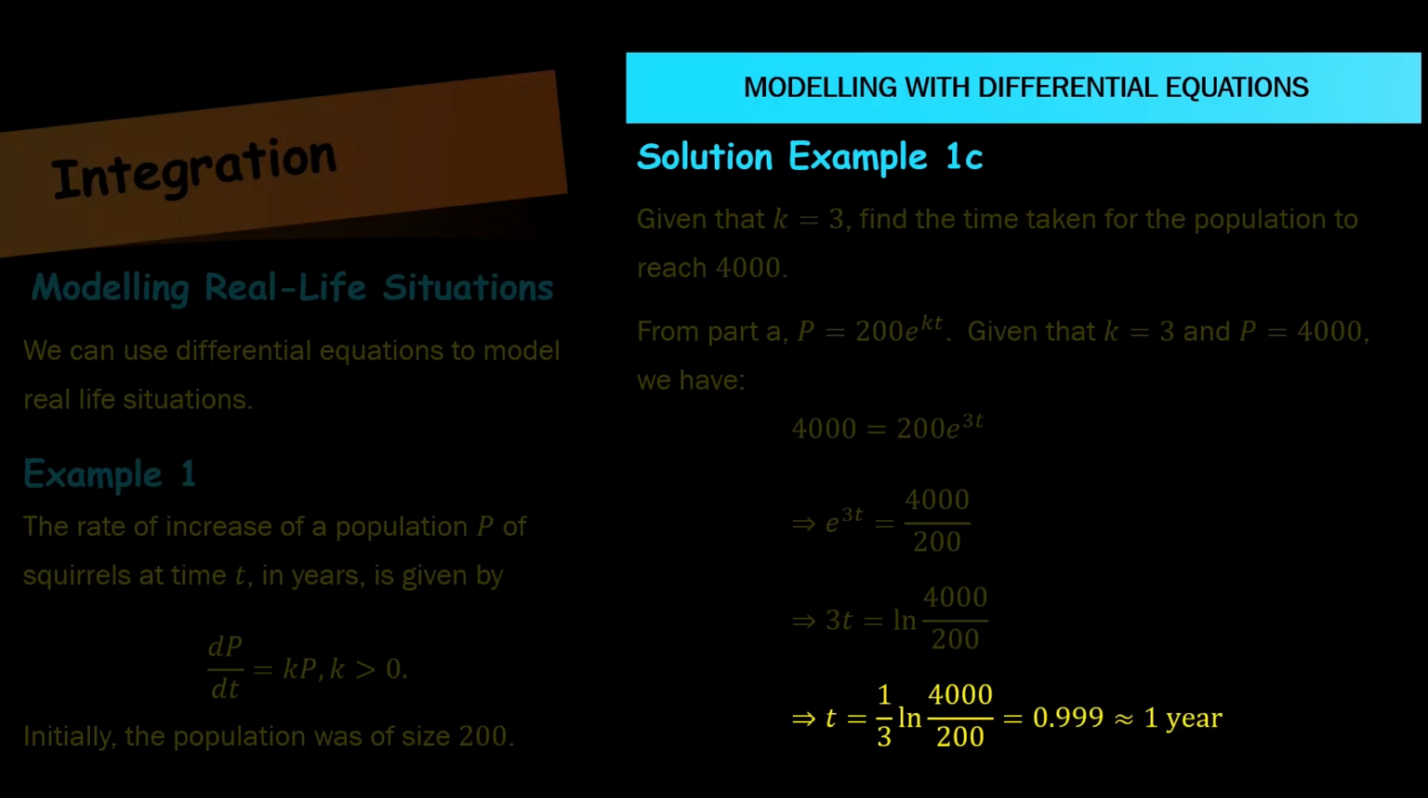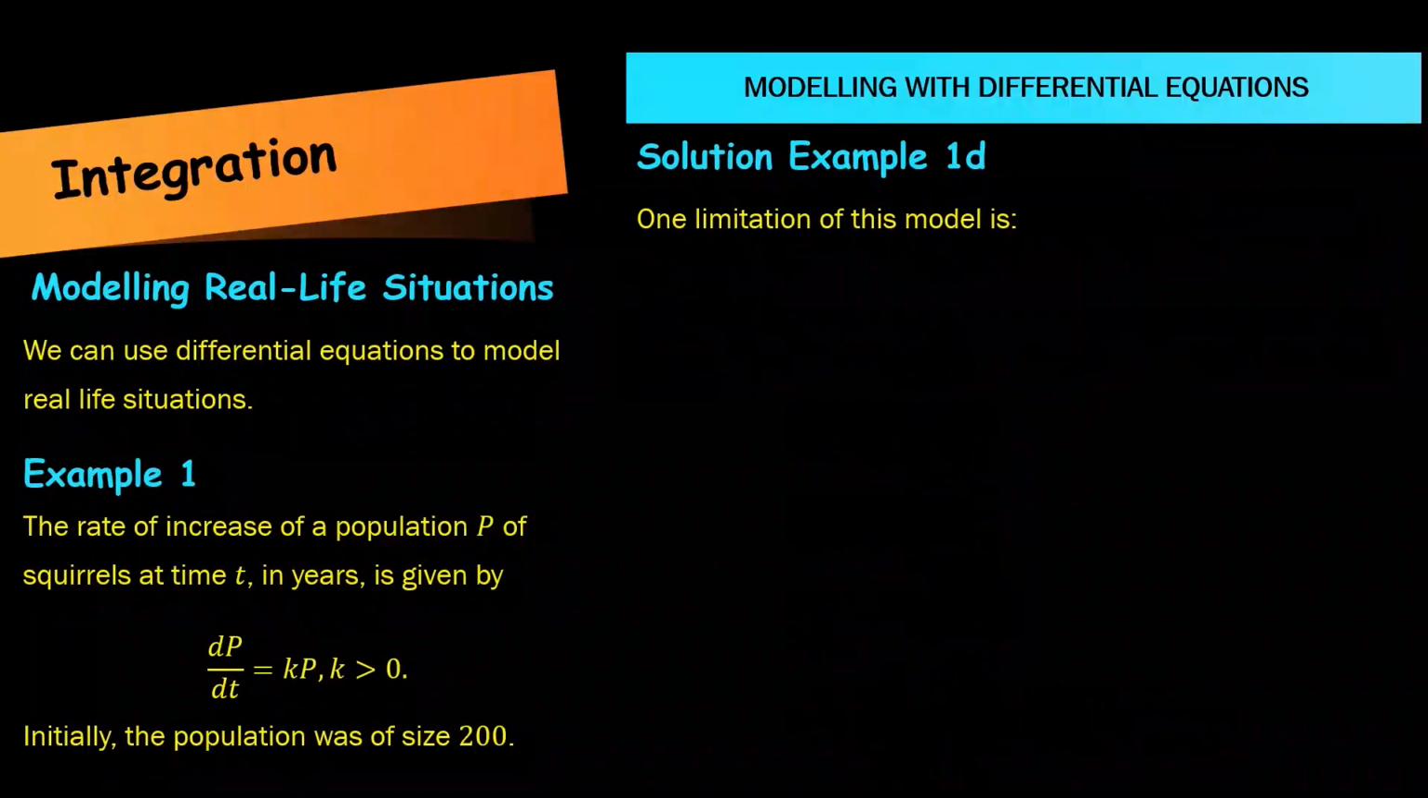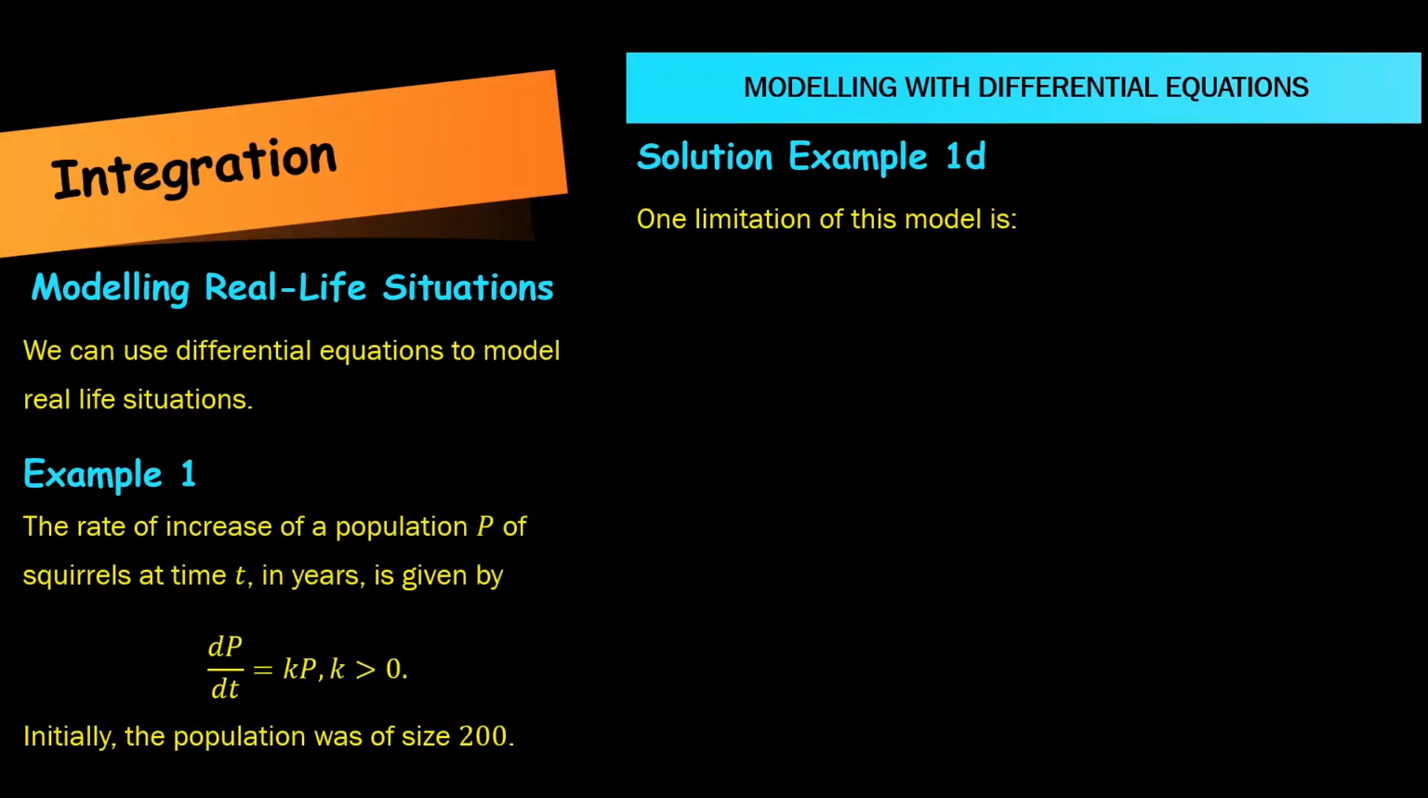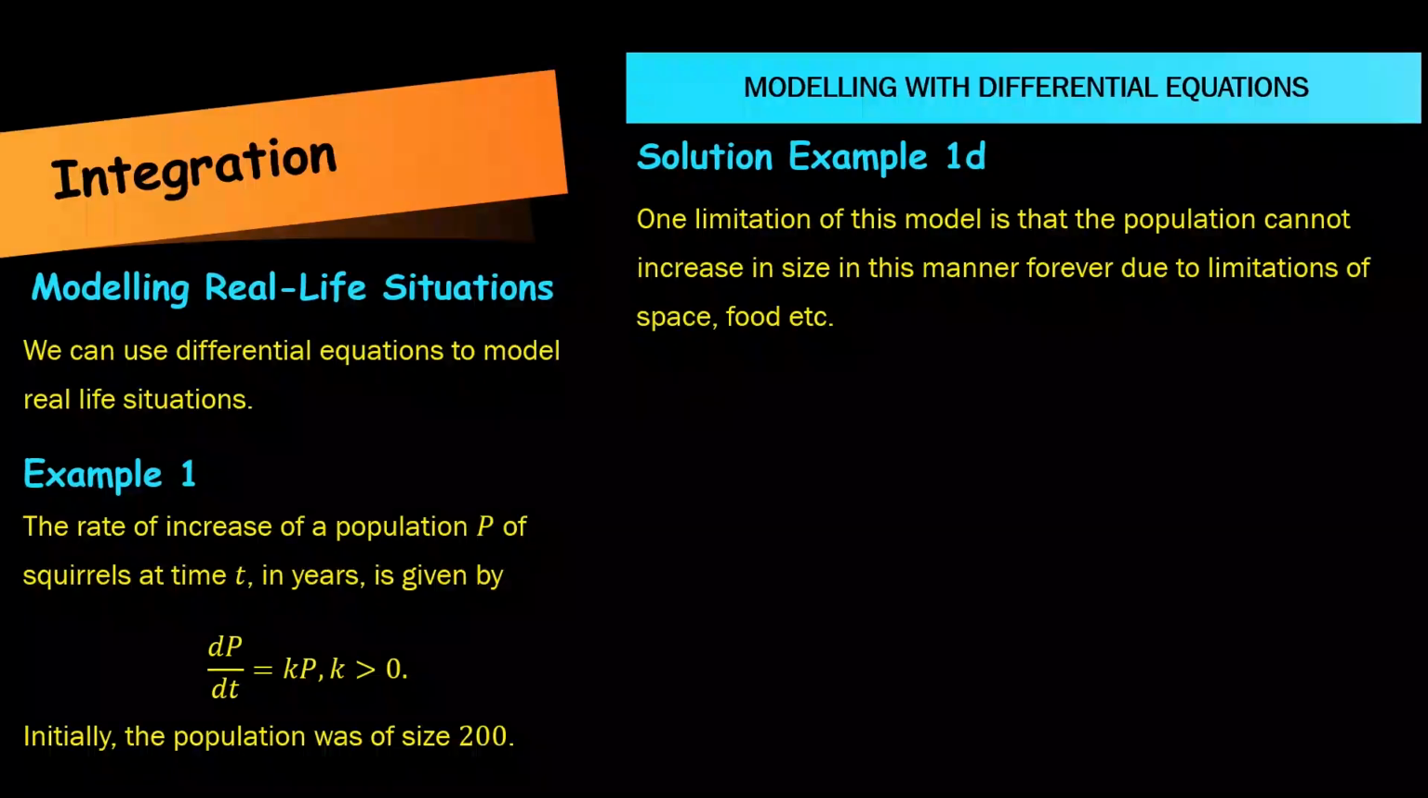And now for part D. We are required to find a limitation of the model. One limitation of this model is that the population cannot increase in size in this manner forever, due to the limitations of space, food, and so on.